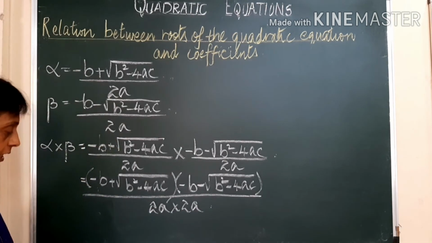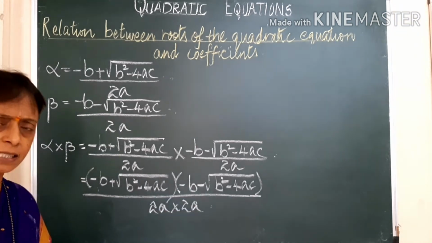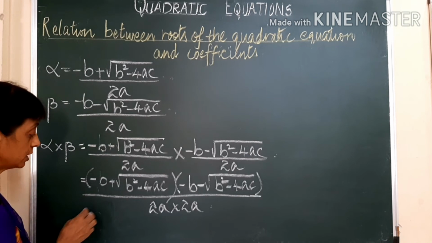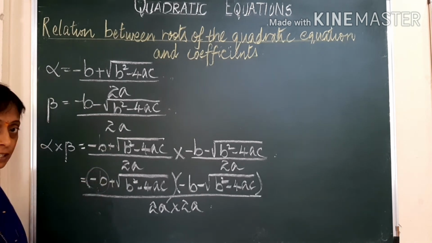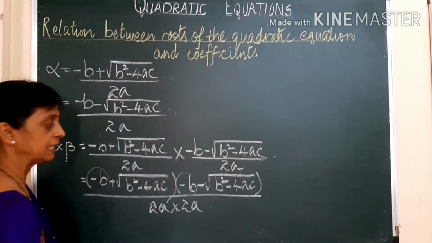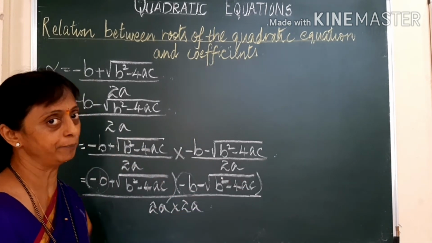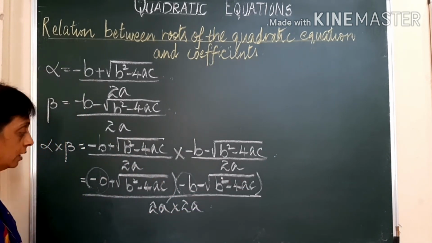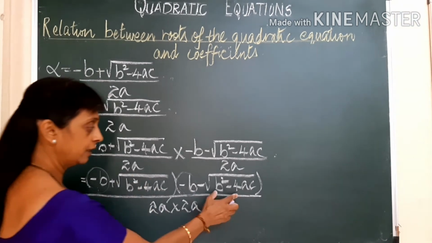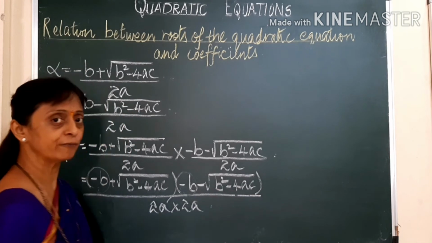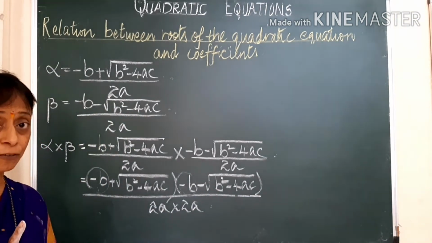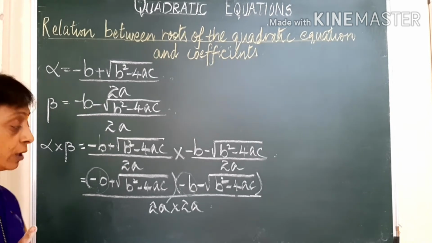Now, if you look at the numerator, children, some terms are repeating in both the brackets. Let's check it out. Minus b as the first term in the first bracket. Again, minus b is repeated as the first term in the second bracket. Let's move on further. Look over here, children. Root of b square minus 4ac. Here again you have root of b square minus 4ac. Does this brush up something that we have already studied about a formula? Yes.